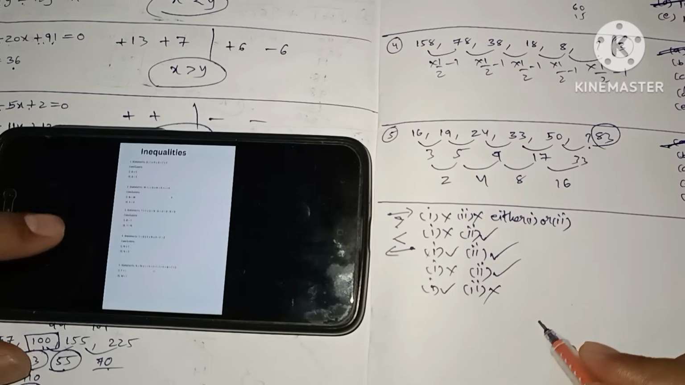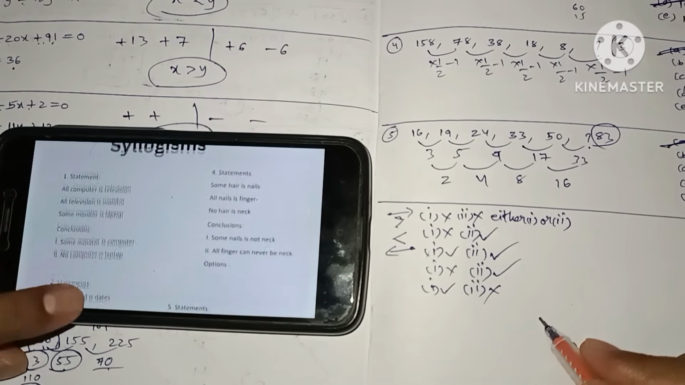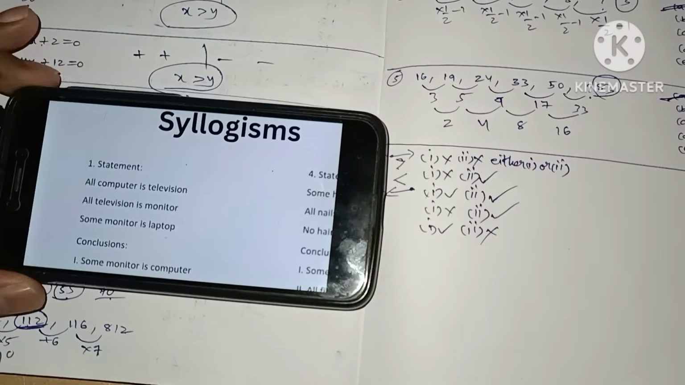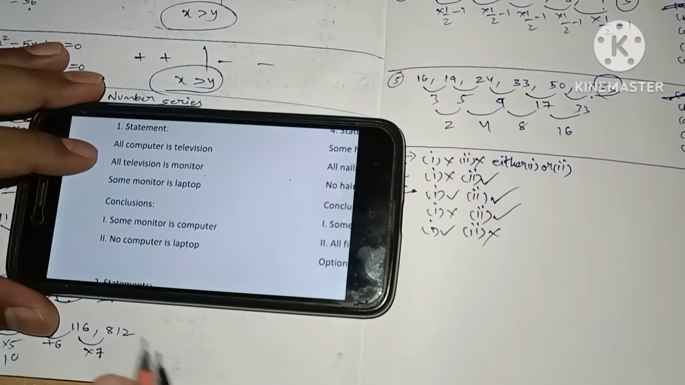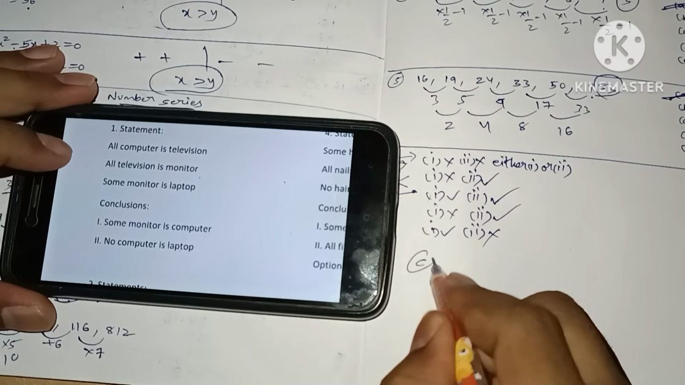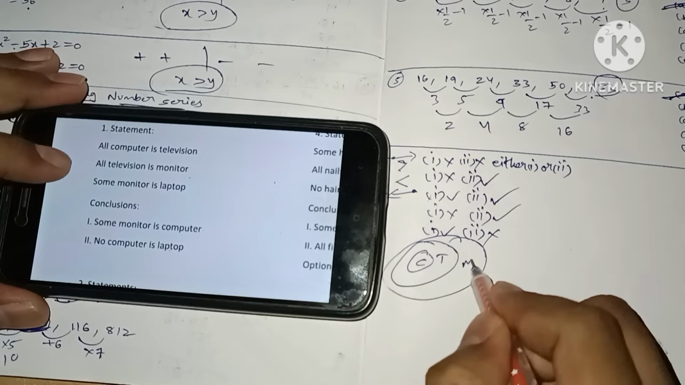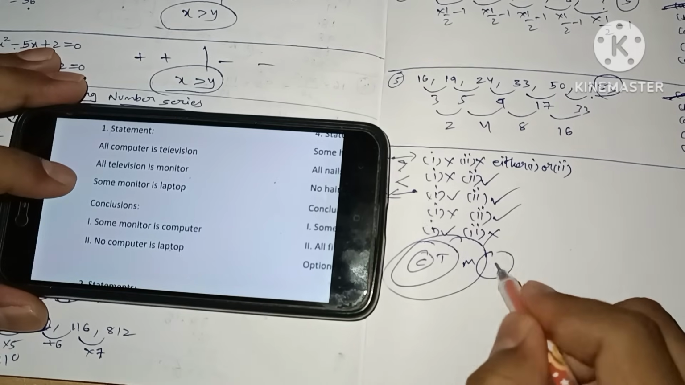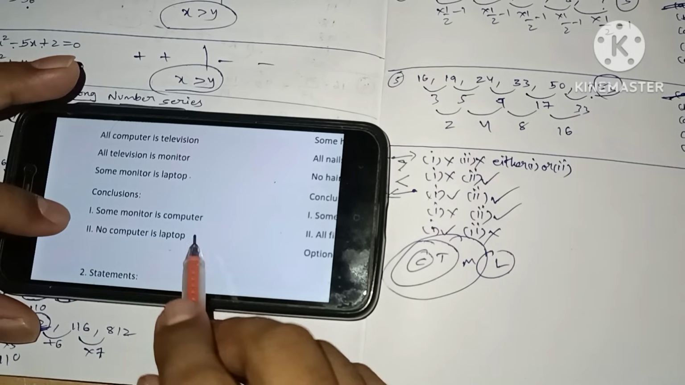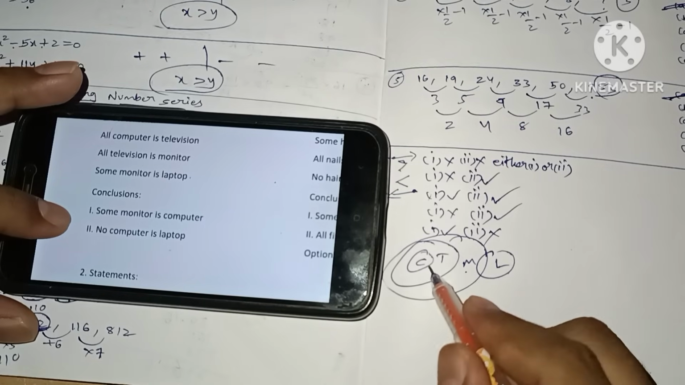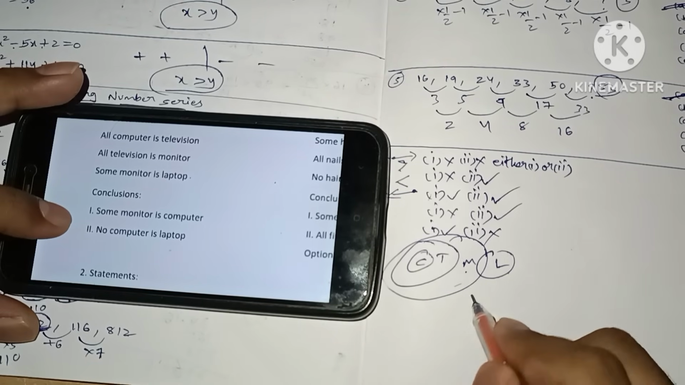Now we are going to see syllogisms. Syllogisms. First question. All computer is television. All TV is monitor. Some monitor is laptop. Let's see the conclusion. Some monitor is computer. Some part of monitor is sharing with computer. Yes. So the first conclusion is true.